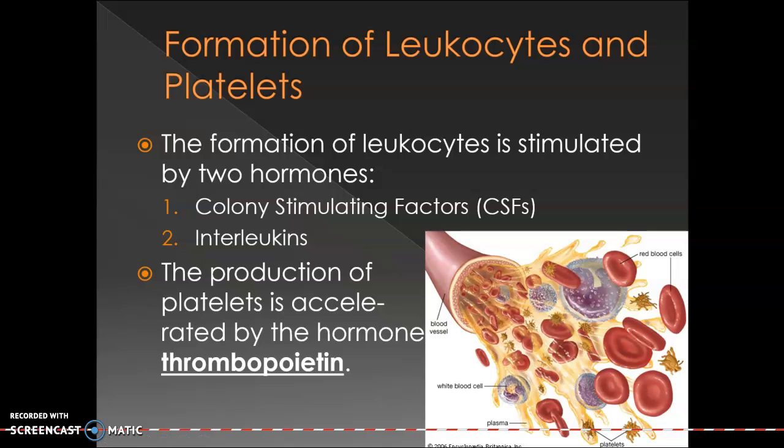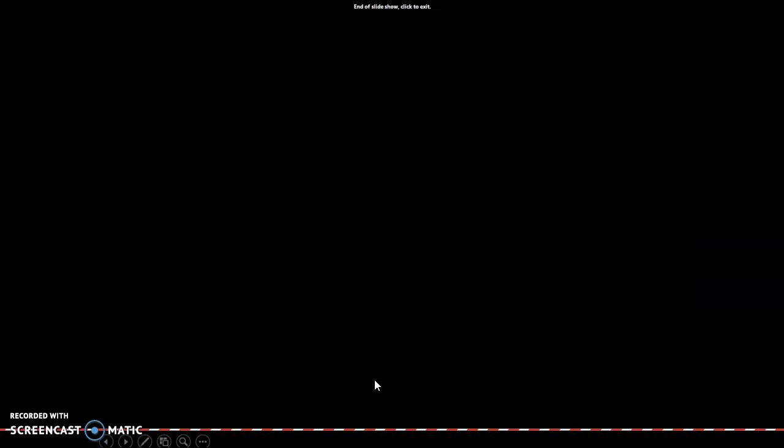Formation of leukocytes and thrombocytes or platelets. Leukocytes are stimulated by two hormones, the colony stimulating factors and interleukins, and those hormones basically create the production of the white blood cells. And then thrombopoietin is what produces platelets or thrombocytes. So thrombopoietin, remember poietin is production, thrombo, so there you go. That's pretty simple to remember. And that is all of part 3.